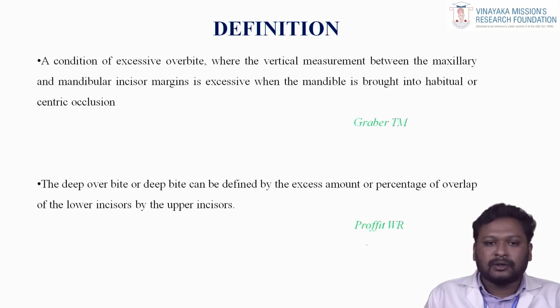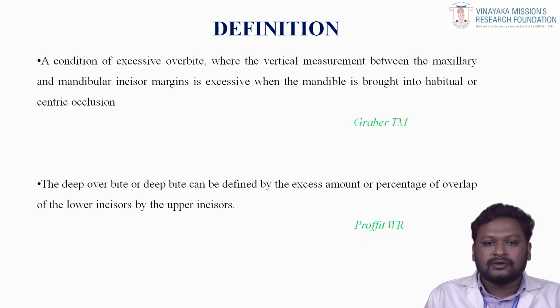These are the various definitions given by authors. The first one is given by T.M. Graber: a condition of excessive overbite where the vertical measurement between the maxillary and mandibular incisor margins is excessive when the mandible is brought into habitual or centric occlusion. That is very important. When the patient brings the mandible into habitual or centric occlusion, the incisal overlap should be more than the normal overbite. The second definition was given by Proffit: deep overbite or deep bite can be defined by the excess amount or percentage of overlap of the lower incisor by the upper incisor.